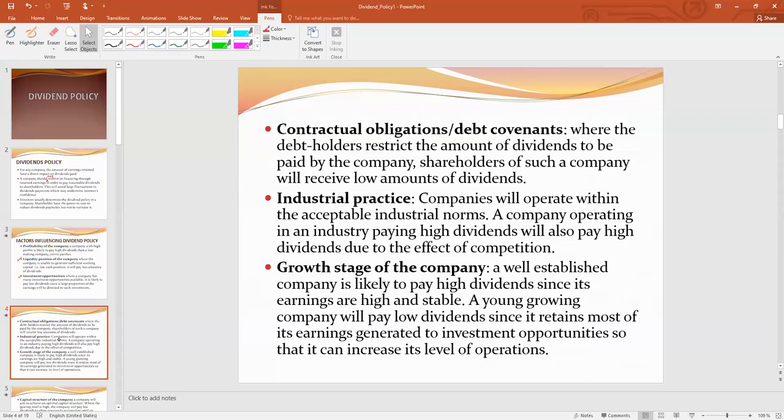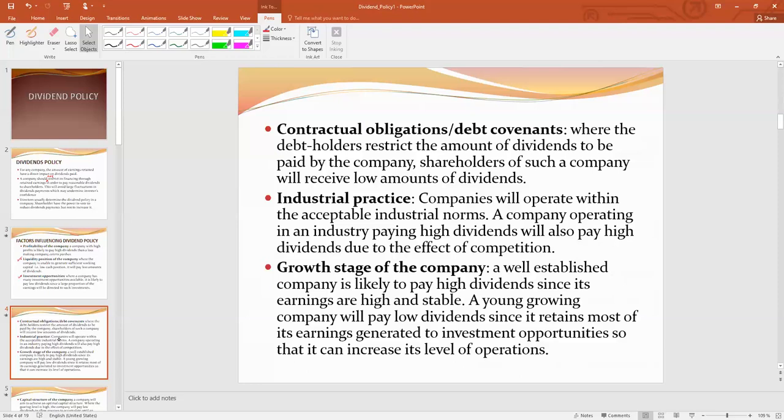Another factor that may influence the payment of the dividend is company covenants. What agreement does the company have with existing providers of capital? One of the key providers of capital is debt holders. What agreement do you have? If you remember, when we were discussing agency theory, the first topic, one of the agency relationships we discussed was shareholders versus debt holders.